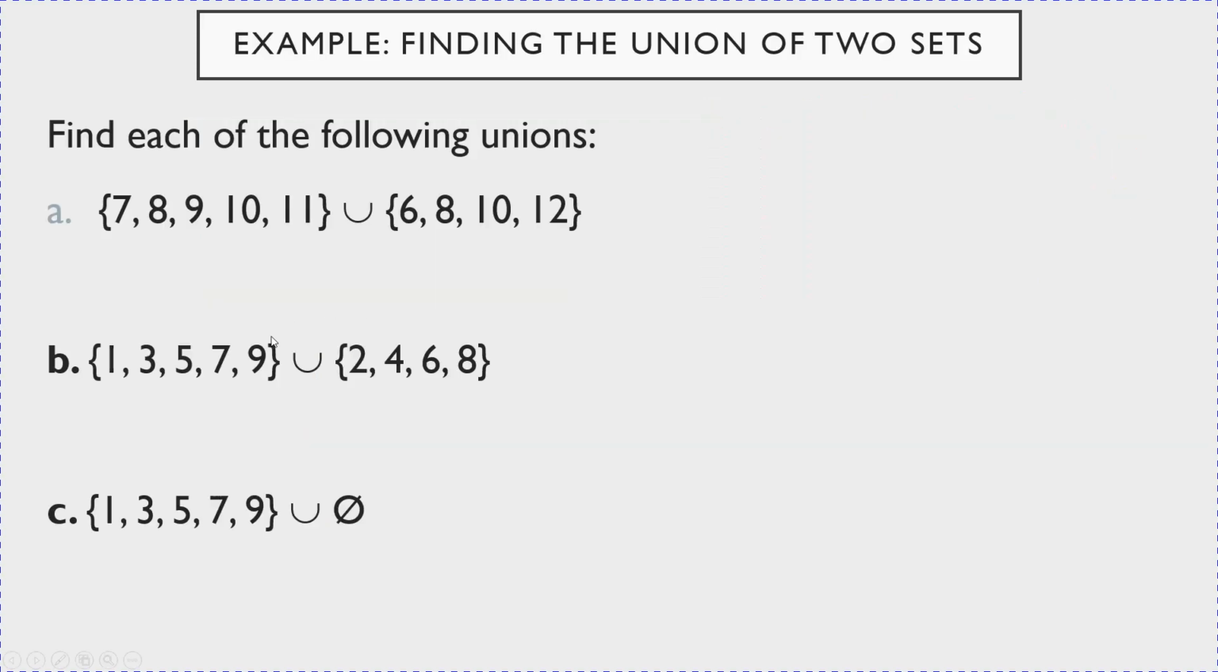Let's find some examples here. For each of the following, basically it's the same. We want to take the set 7, 8, 9, 10, 11 and union it with 6, 8, 10, 12. Well, you're going to combine them. There's a 6, 7. They both have an 8, so I'm only going to write one 8. There's a 9. They have a 10 in common, so I'm only going to write it once. There's an 11, and then there's a 12. So I just combined the sets together.